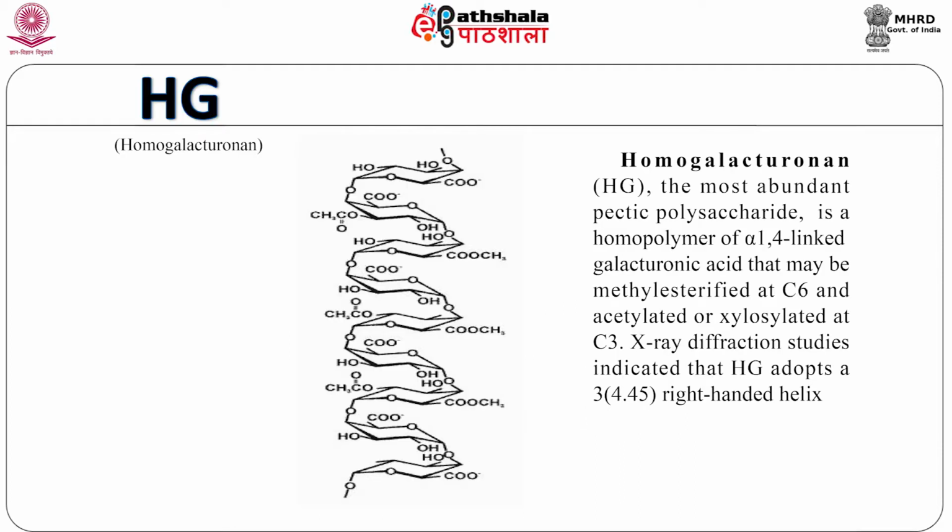Homogalacturonan, HG, is the most abundant pectic polysaccharide. It is a homopolymer of alpha-1,4-linked galacturonic acid that may be methyl esterified at carbon 6 and acylated or xylosylated at the carbon 3 position. X-ray diffraction studies indicated that homogalacturonan adopts a 4.45 right-handed helix, which is shown in the figure.